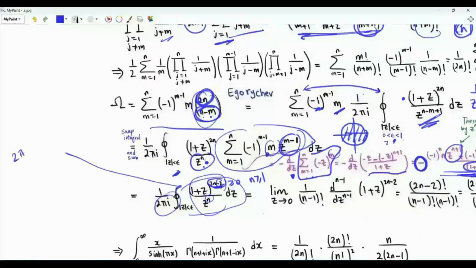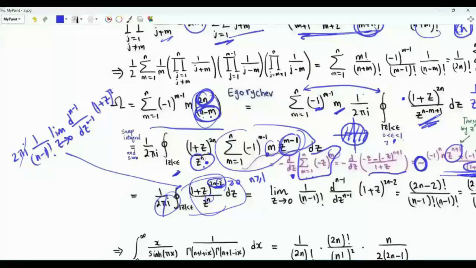By the residue theorem, this is 2 pi i, which will cancel with this 2 pi i. And then we need the residue of the pole of order n at the origin. This is 1 over (n minus 1) factorial, then the limit as z tends to 0 of the derivative of order n minus 1 of this integrand after multiplying it by z to the power n.